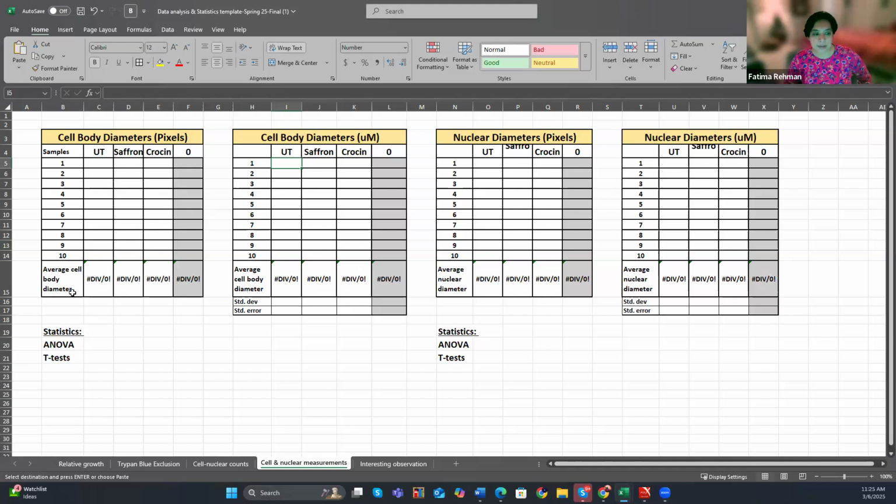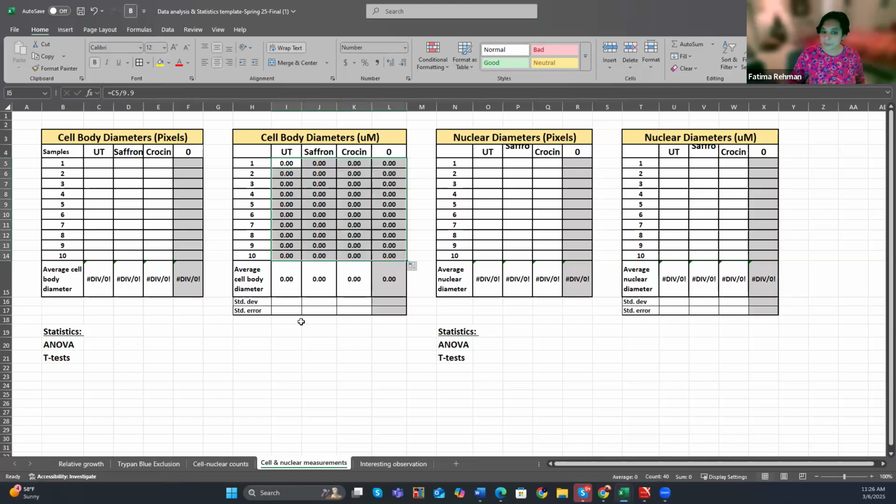And in this case, remember, after average, the first thing you're going to do is convert it into micrometers. So you are going to take the formula according to your calibration. If your calibration was 9.9, then that's what you use. If your calibration was 11, then that's what you're going to use. And you will put your numbers in pixels, and then it's going to calculate the numbers in micrometers for you.